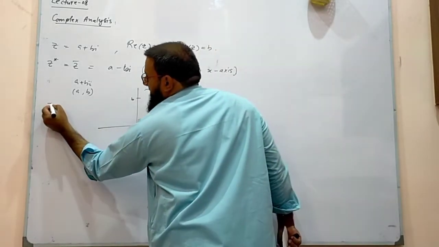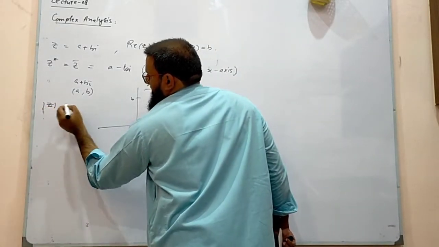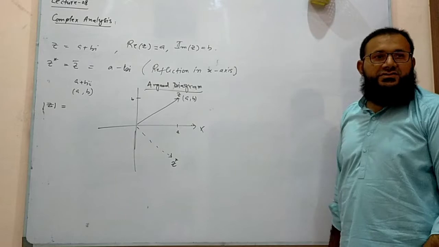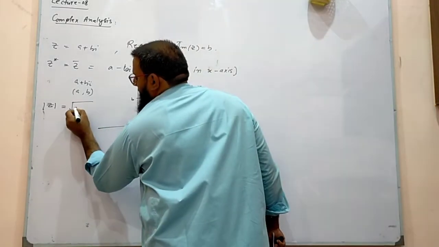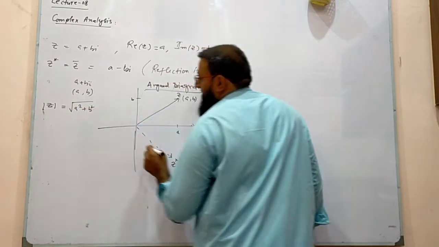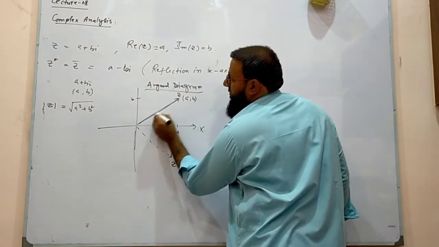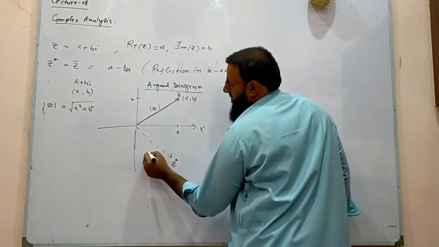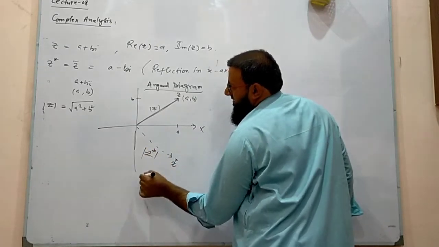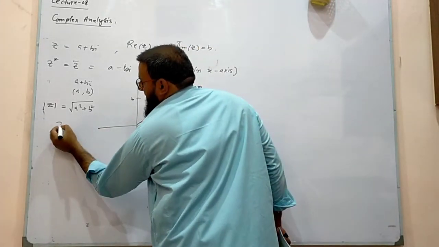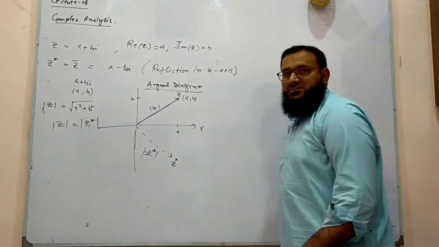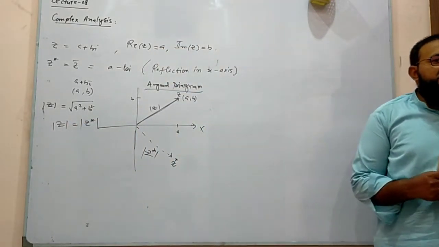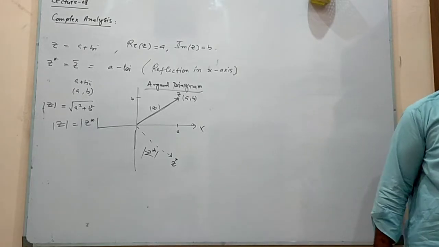Then I define the norm or the length of this complex number, or what we call the modulus. That is simply square root of a square plus b square. That is nothing but the length of this. And the length of z star is this. And you can clearly see that the length of z is the same as the length of z star, because it is nothing but the reflection of that.